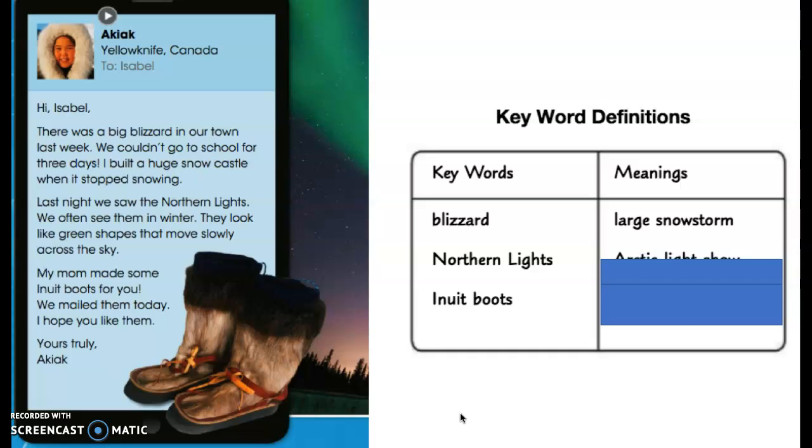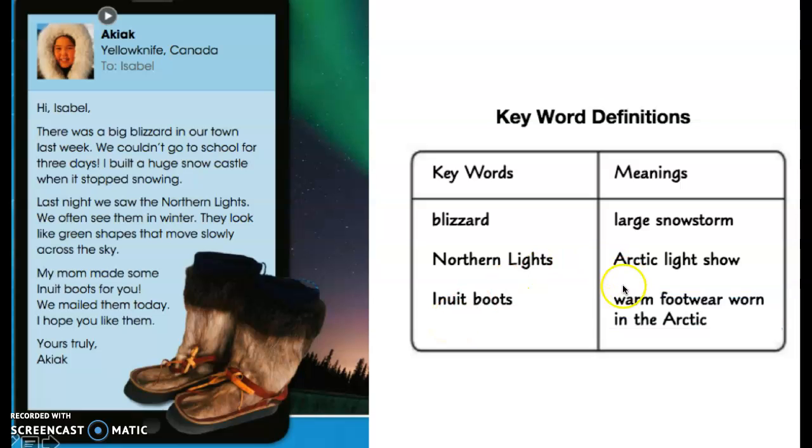Northern lights? I think that means an Arctic light show, because I see in the text that they look like green shapes that move slowly across the sky. The other key word I found was Inuit boots. I think the meaning of Inuit boots is a warm footwear worn in the Arctic. I can tell by looking at the picture. Don't those look warm to you?